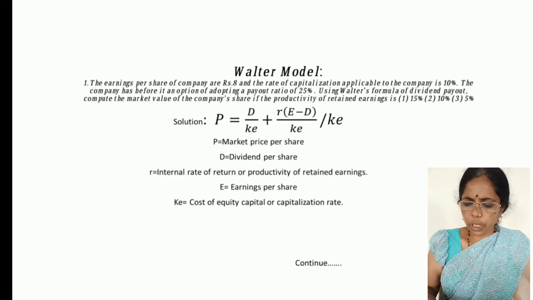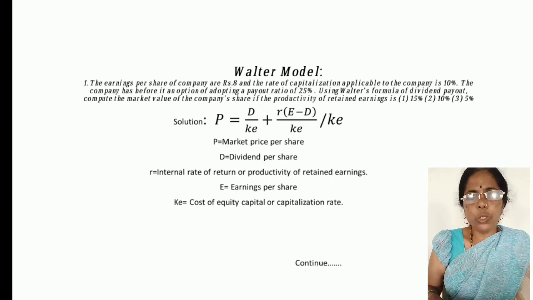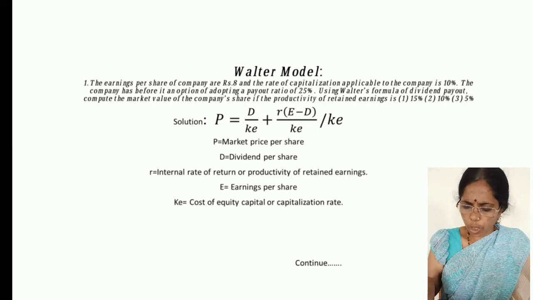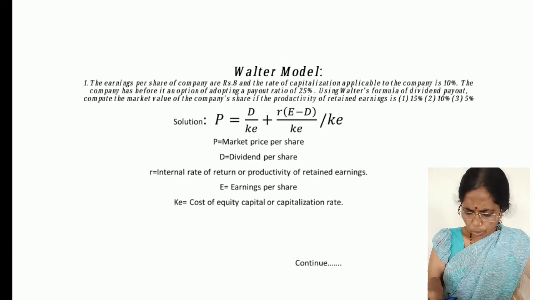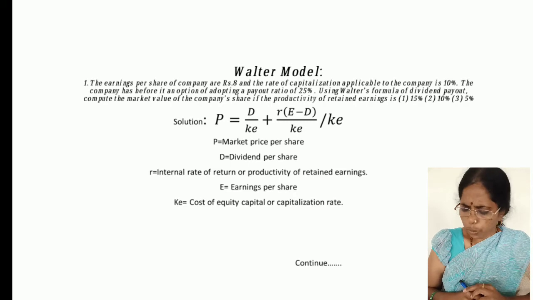It is a known fact that the value of the firm can be maximized if the shareholders' wealth is maximized. There are conflicting views regarding this model, that is valuation of the firm, and it is understood by the theory of relevance and theory of irrelevance. Under the theory of relevance we have the Walter model. So we will be working out the problems under relevance theory.